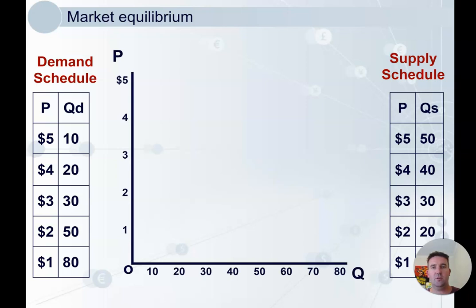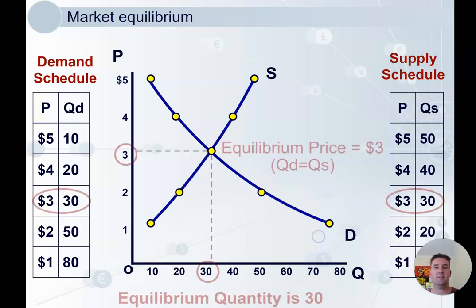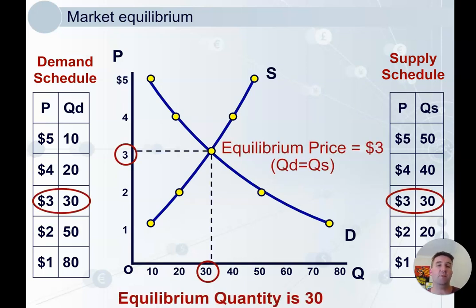Okay, let's show what it looks like. Right, so we see this demand and supply intersect, which means our equilibrium price is $3. This is where quantity demanded equals quantity supplied, and they're going to sell 30 or buy 30 at $3. That is what will happen in this market.